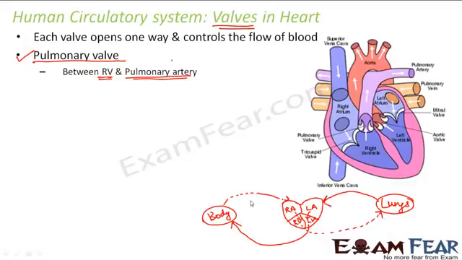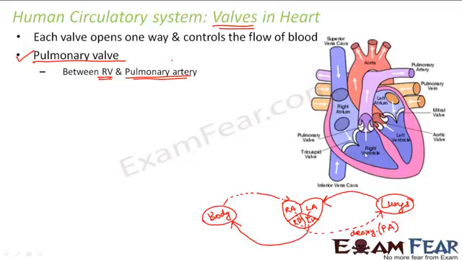Right? So now, this pulmonary valve is present between the right ventricle and the pulmonary artery. So you see here, from the right ventricle to the lungs, this is deoxygenated blood, and this deoxygenated blood is carried by the pulmonary artery. So somewhere here we have the pulmonary artery. So the right ventricle should be connected to the pulmonary artery.